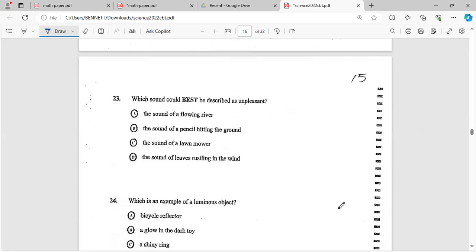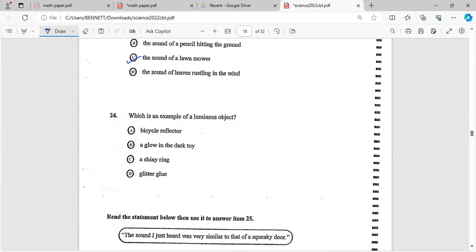Which sound could be best described as unpleasant? A, the sound of flowing water. B, the sound of a pencil hitting the ground. C, the sound of a lawnmower. Or D, the sound of leaves rustling in the wind. I'm going to go with C, the sound of the lawnmower. That's very annoying, guys. That's very annoying.